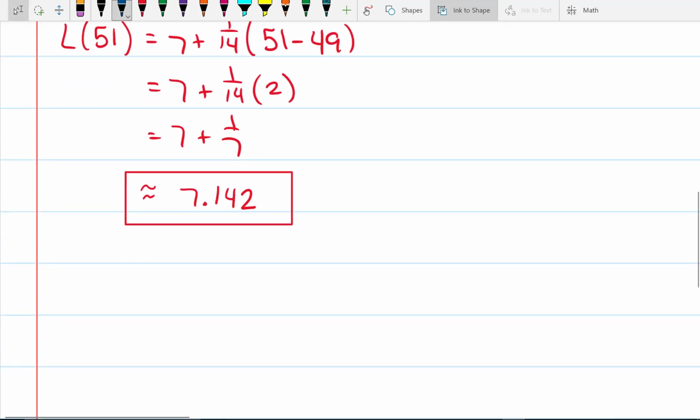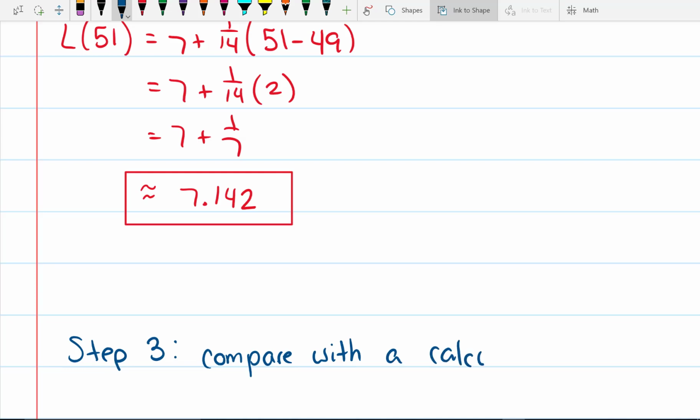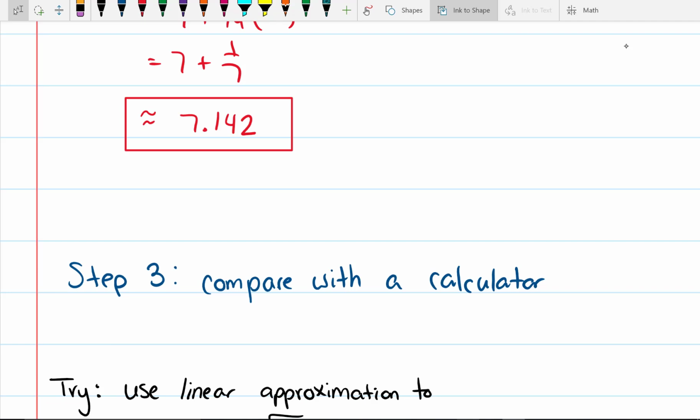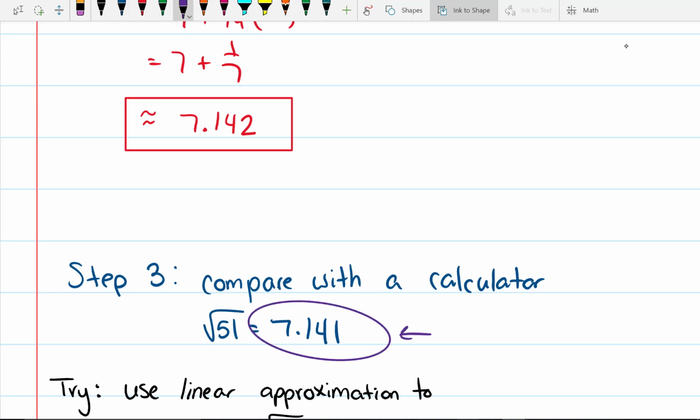Now, there is one more step, and the last step is to check. So we want to compare with a calculator. If we take out our calculator and we find the square root of 51, well, look at that, 7.141. So the square root of 51 is equal to 7.141. And based off this, by doing it by hand, we're accurate up to 2 decimal places.